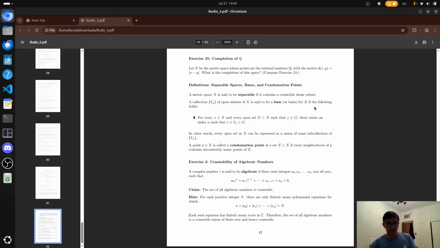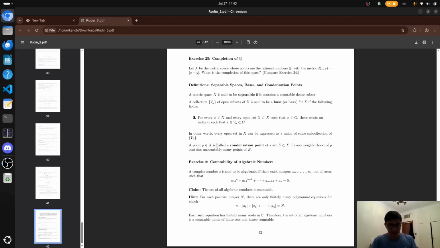A collection V alpha of open subsets of X is said to be a base or basis for X if the following holds. For every x in X and every open set G in X such that x is in G, there exists an index alpha such that x is in V alpha, which is contained in G. In other words, every open set in X can be expressed as a union of some subcollection of the V alphas. So you can take all these V alphas and construct the open sets by taking unions of them. That's why you call it a base, because they're the building blocks of all the open sets.